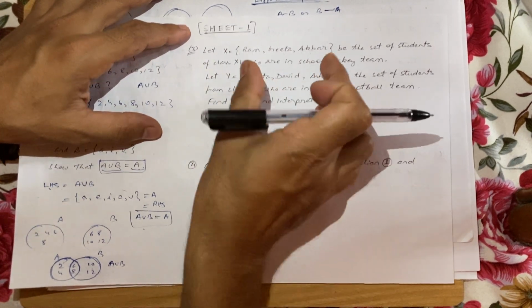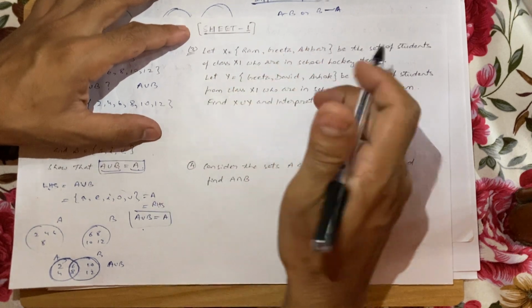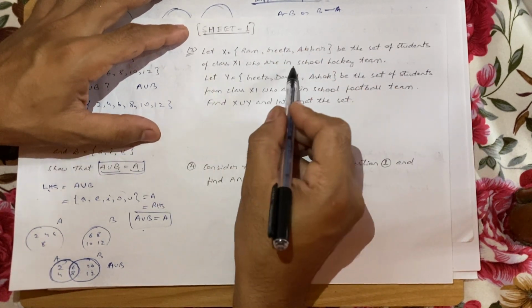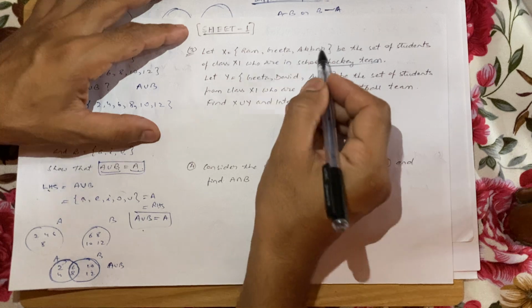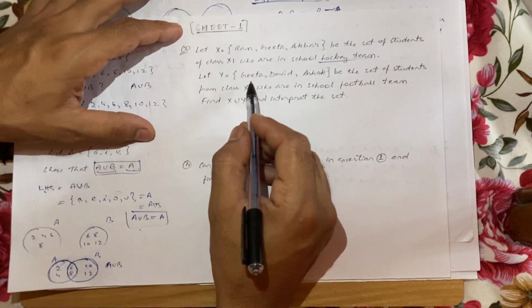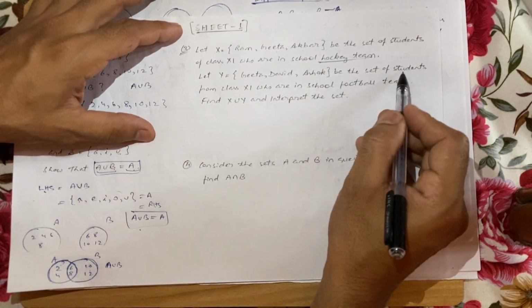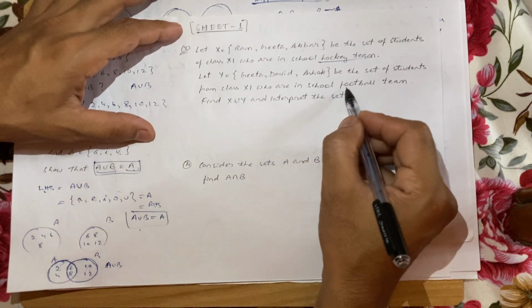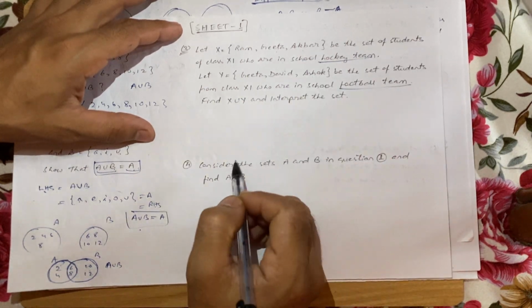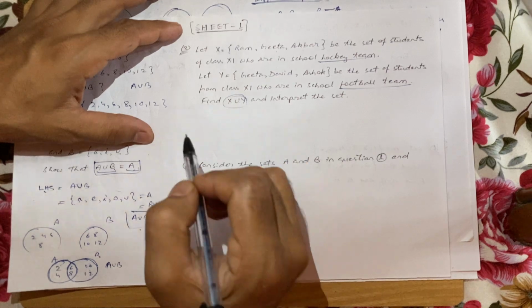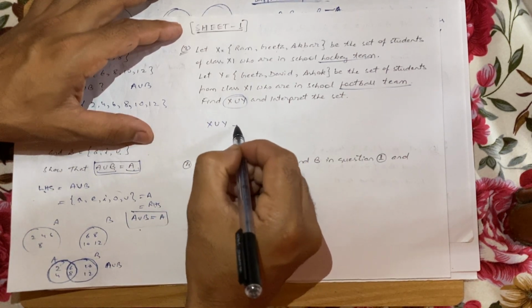X is a set that has 3 names, Ram, Geeta and Akbar, be the set of students of class 11 who are in the school hockey team. These 3 people are in the hockey team. Let Y equal to Geeta, David and Ashok, be the set of students from class 11 who are in the school football team. These 3 are in the school football team. Find X union Y. So what will be X union Y?